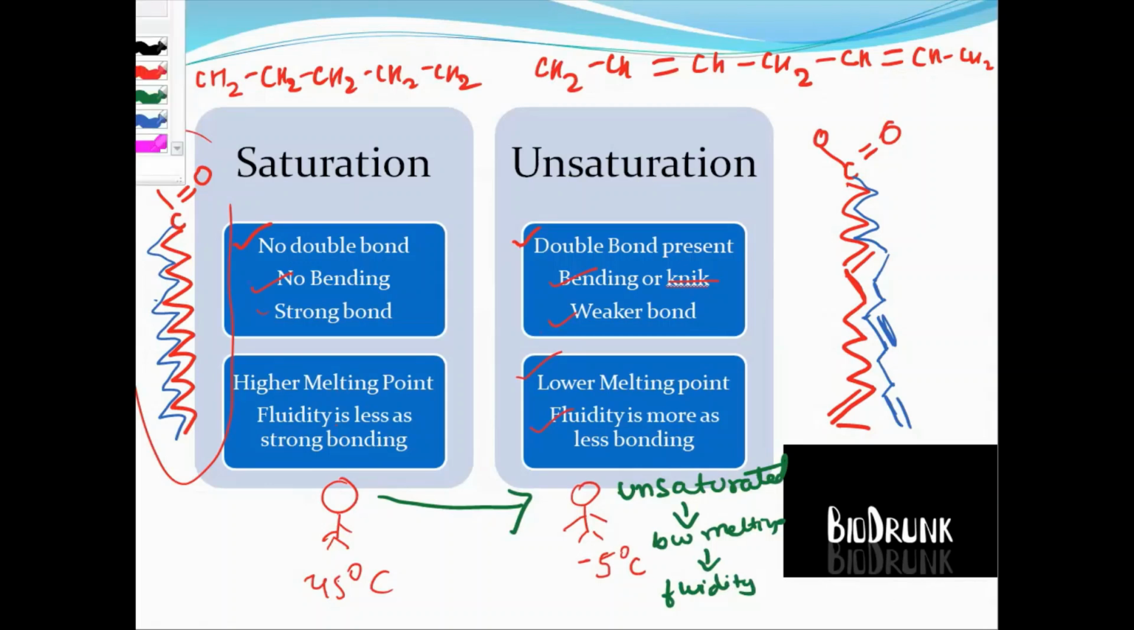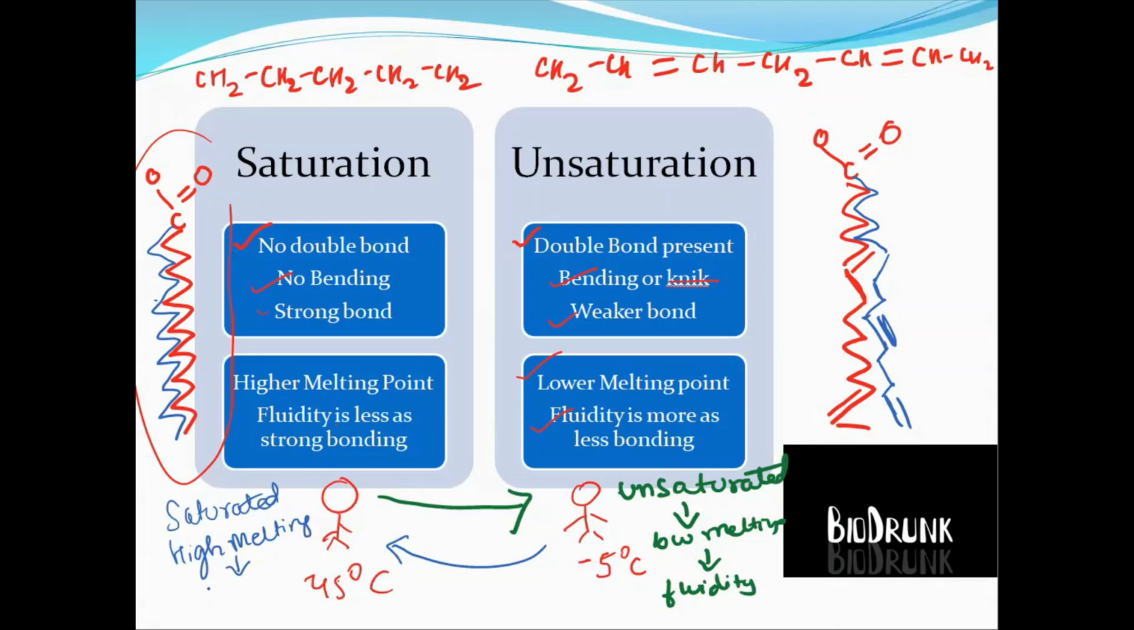In the other case, when you are coming back from a low temperature to a high temperature, it should be a saturated one. Why? At high temperatures, the fluidity is more. If the fluidity is more, that is also not good. That means I need to reduce the fluidity. That means I should have a high melting temperature. And if I have a high melting temperature, that means my fluidity is less.